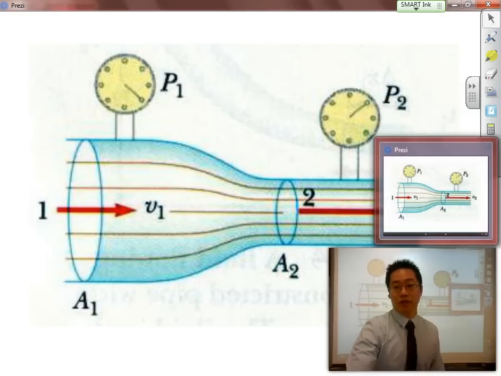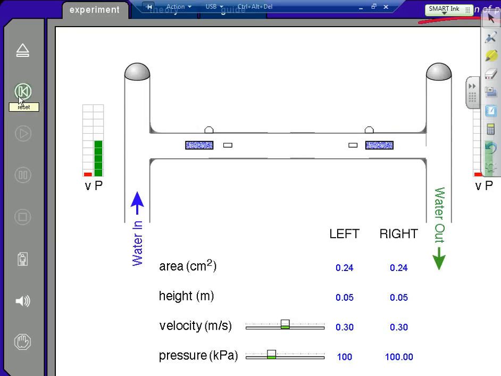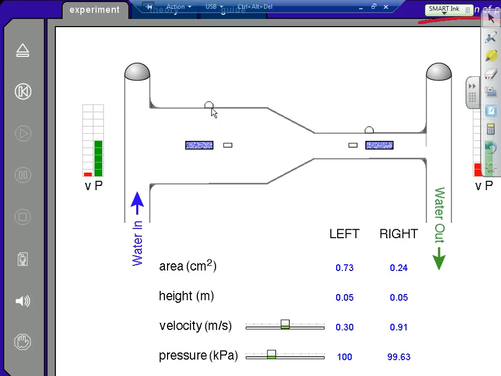But if we take a look at our animation from before again, as I said before, we have a thicker pipe going to a skinnier pipe. As the pipe gets skinnier, the velocity goes up. When the velocity goes up, the pressure goes down. So all these factors play a role in energy for fluids.